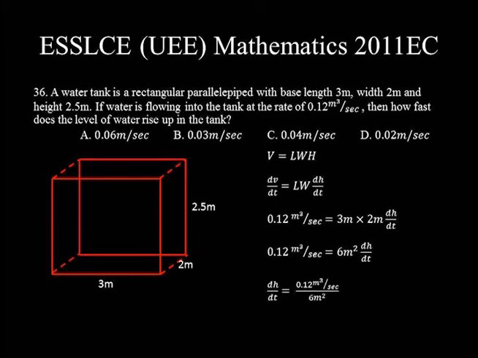0.12 divided by 6 is 0.02. Meter square at the denominator cross out meter square at the numerator, thus we are left with meter per second. Hence, choice D is the correct answer.